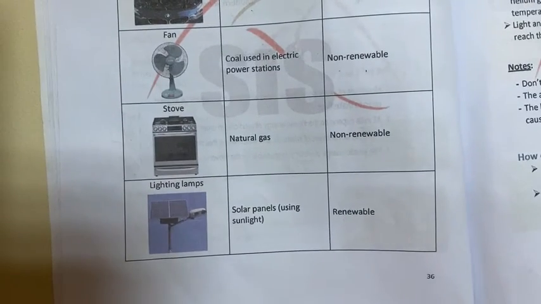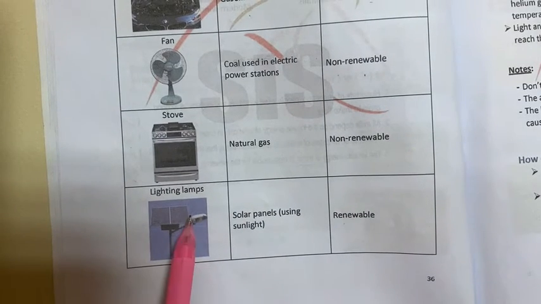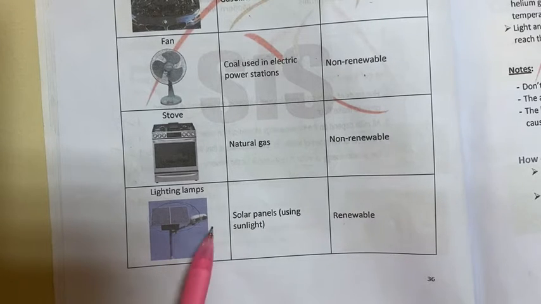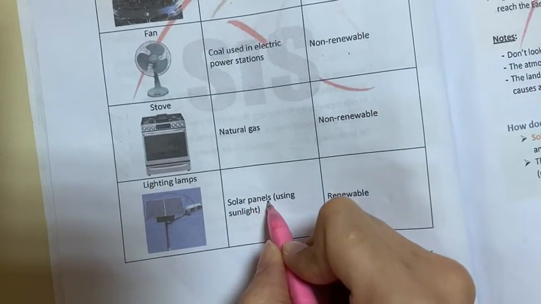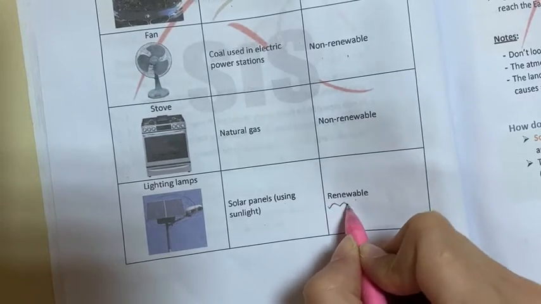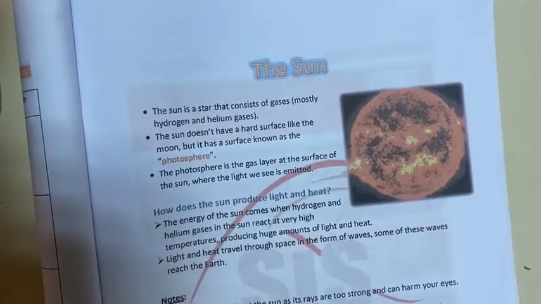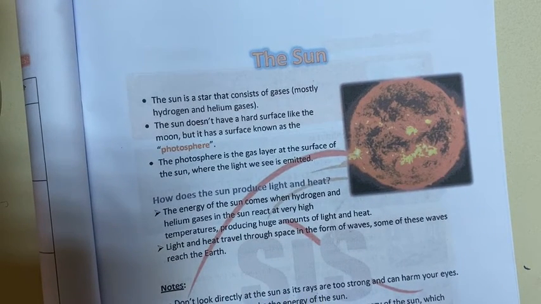And the last here, this lighting lamp. Can you see what is the source of energy that this lighting lamp is using? Yes, this lighting lamp uses solar panels using the sunlight, which is renewable. So now let's talk about some facts of the sun and solar energy as a source of renewable energy.